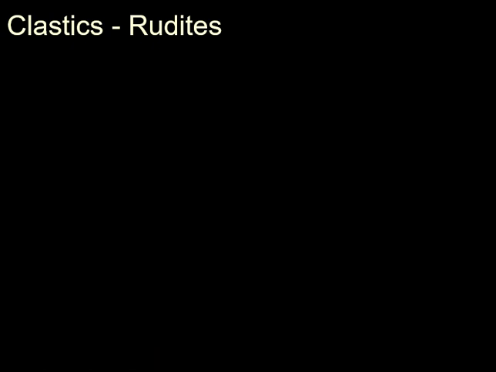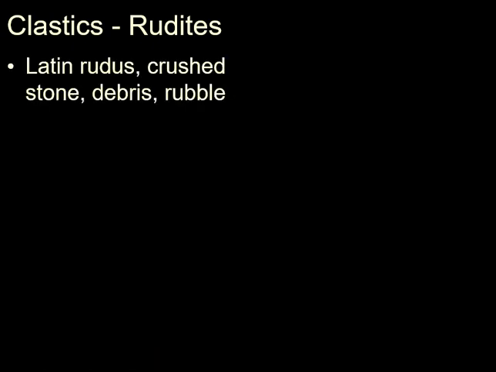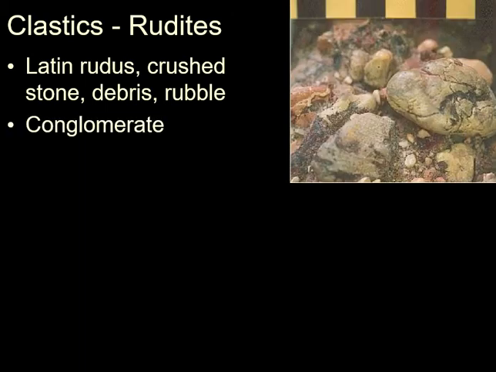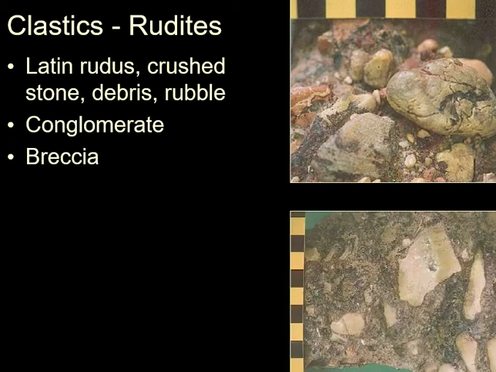So, clastics. Rudites are from the Latin rudus, which means crushed stone, debris, or rubble. Conglomerate is just it's coming together to agglomerate. Breccia is angular bits. That's an Italian word, breccia. Here we have an angular bit in a breccia. Here we have a rounded bit in a conglomerate.